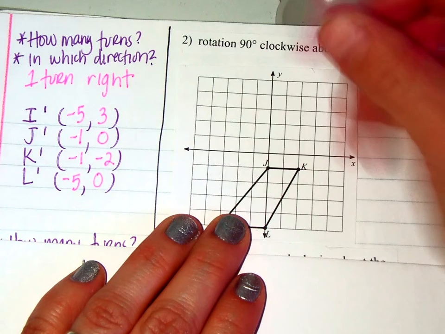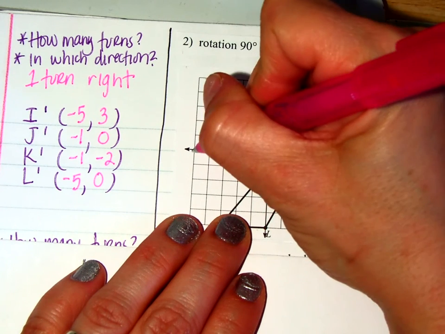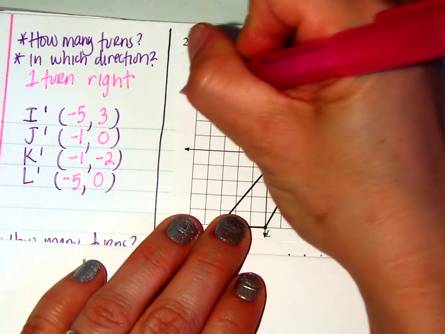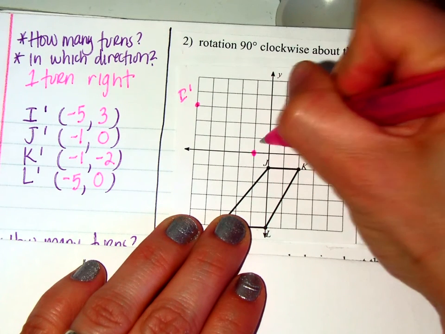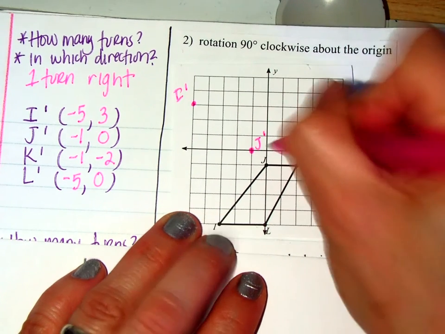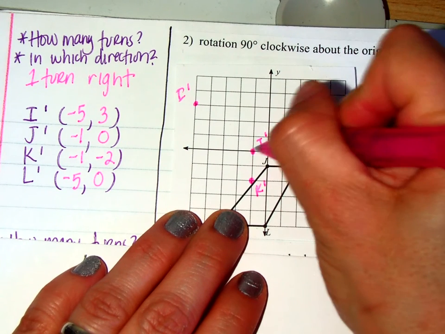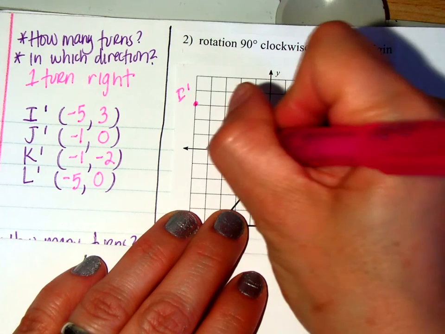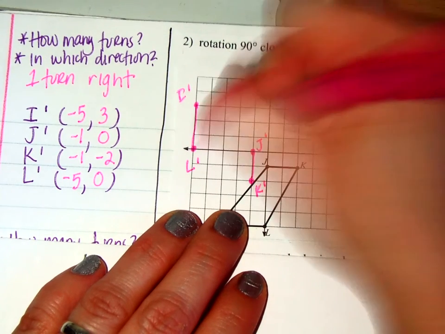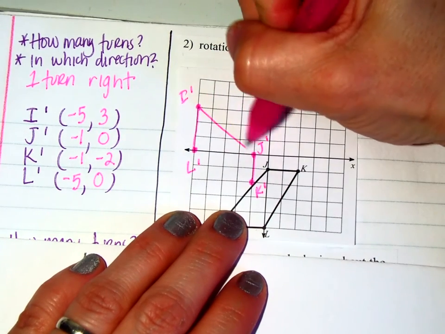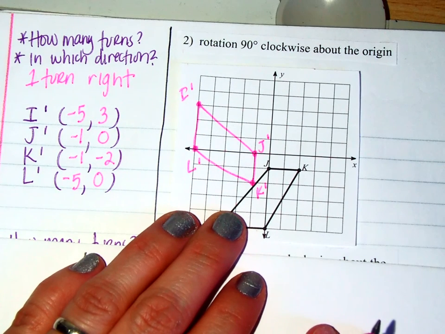So for I prime, I'm going to go negative 5, 3. So 1, 2, 3, 4, 5 to the left and up 3. This is I prime. J prime is 1 to the left and stay there. K prime is 1 to the left and 2 down. And L prime is 5 to the left and stay there. Okay. Now use a straight edge to draw your figure. And this is now your new image. Okay. We turned it 90 degrees clockwise.